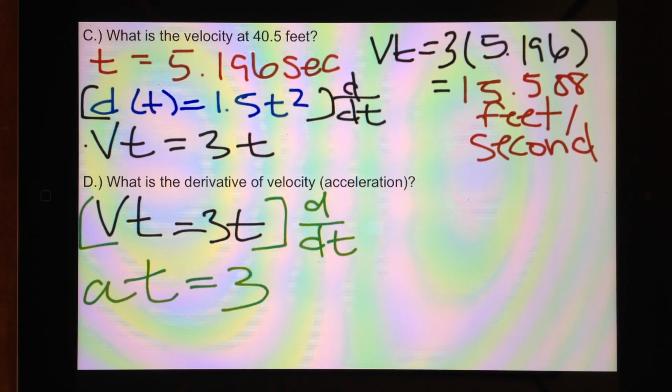So I have a constant acceleration of 3 as I'm rolling down the hill, and hopefully I won't crash at the bottom of it.